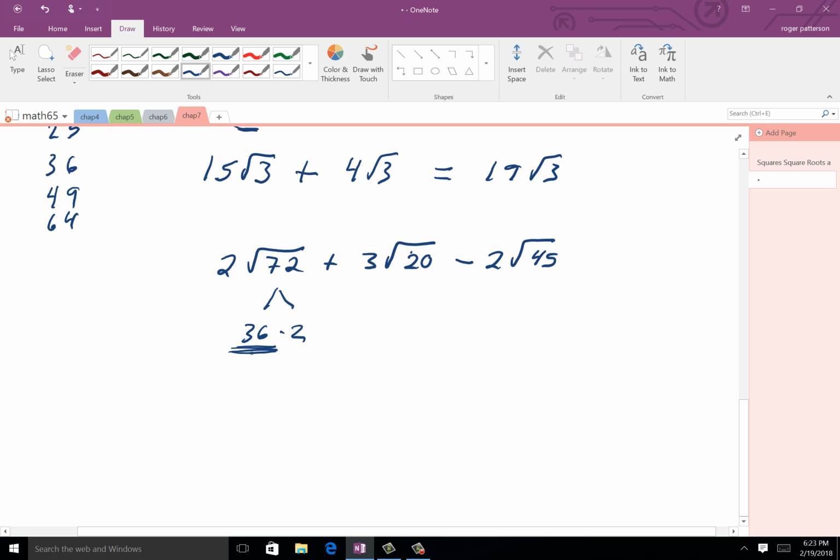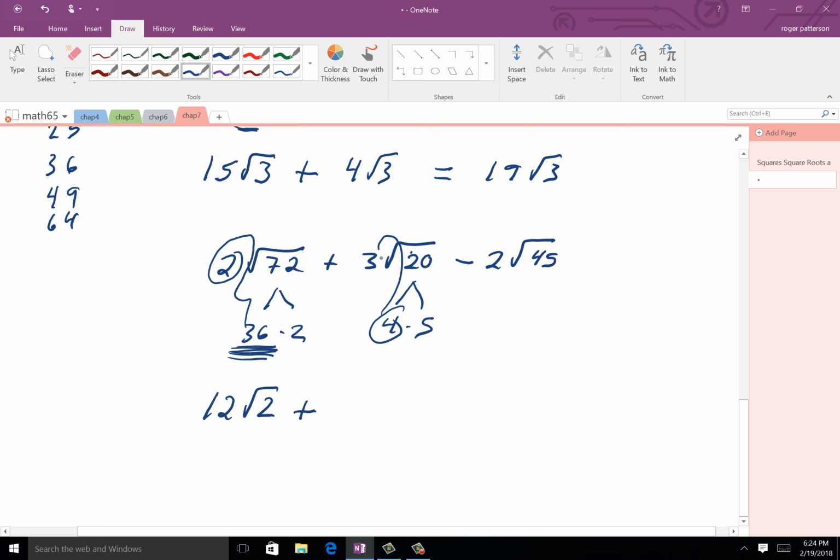So square root of 36 is? 6 is going to come out. 12. 12 square root of 2, good. Plus, what about the 20? Can we break that one down? 4 and 5, good. Okay.